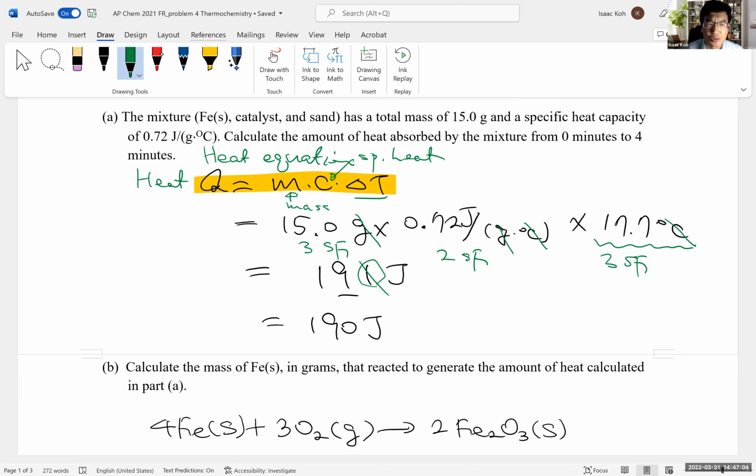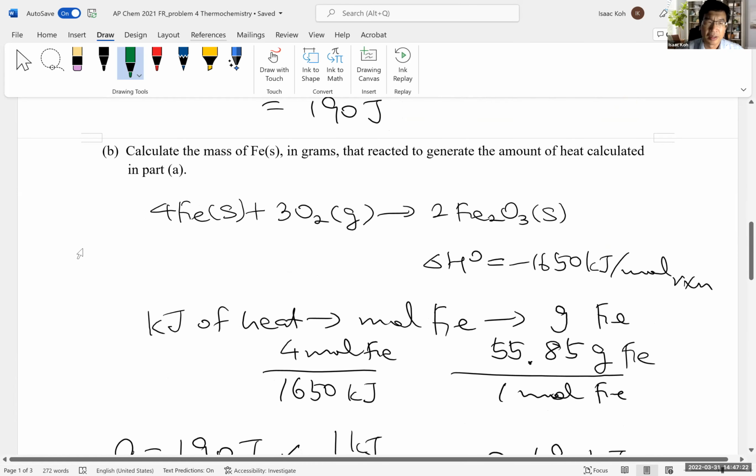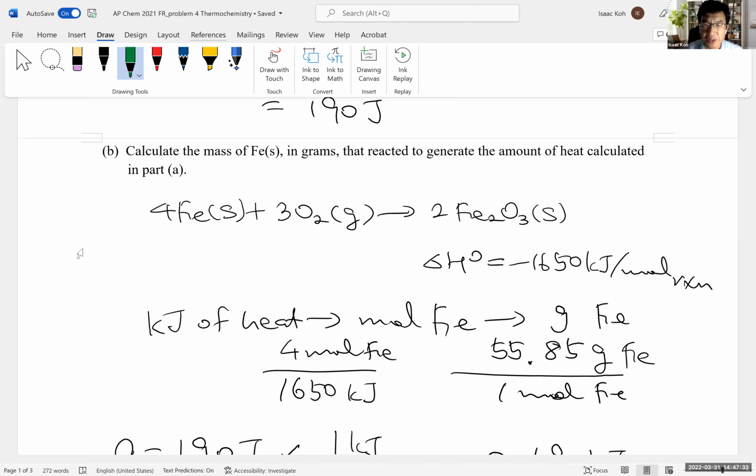So 190 joules of energy is absorbed by the mixture, meaning that the same amount of heat is generated and lost from the system, which is the chemical reaction itself. Okay, once you know this, then we can calculate the related quantities. Calculate the mass of iron in grams that reacted to generate the amount of heat calculated in part A. Okay, so now let's see our system, which is the chemical reaction of this oxidation.